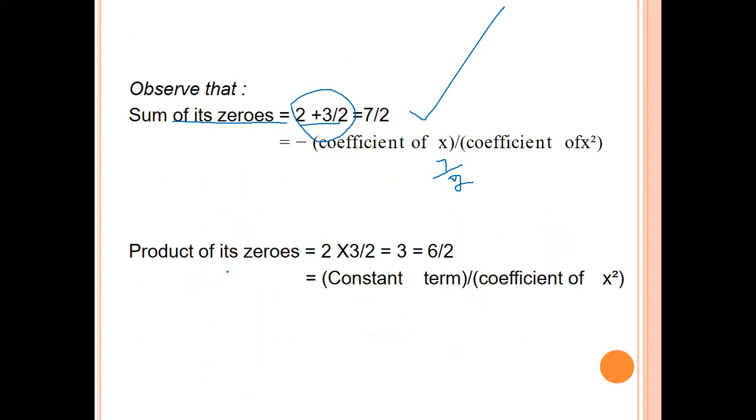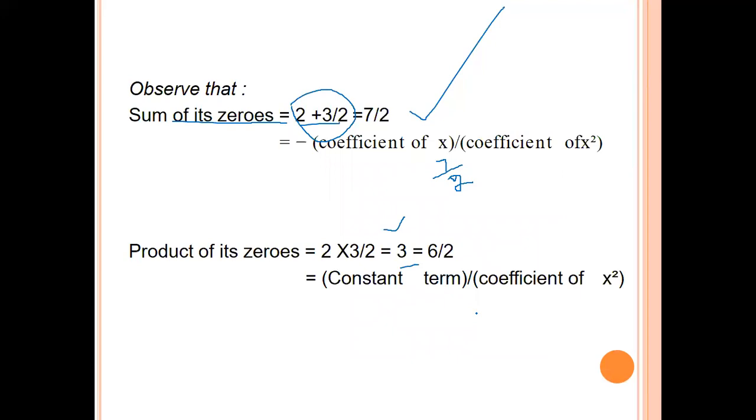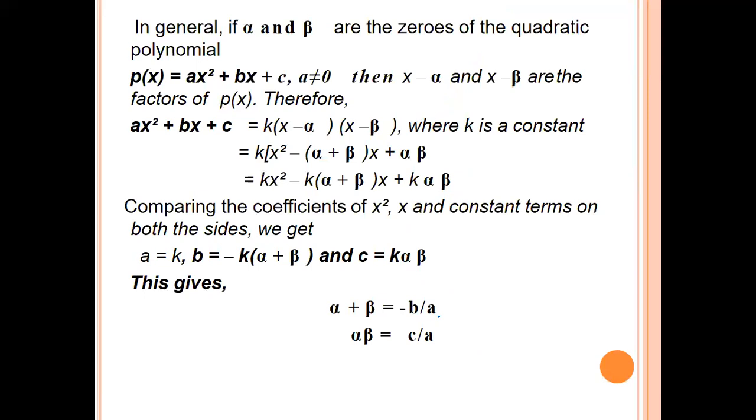Then the product of its zeros: the zeros are 2 and 3/2, and we got 3 as the answer. Now constant term upon coefficient of x²: the constant term is 6 and the coefficient of x² is 2. We get 6/2, which is the same answer, 3. Hence this is the relationship between the zeros and the coefficients.